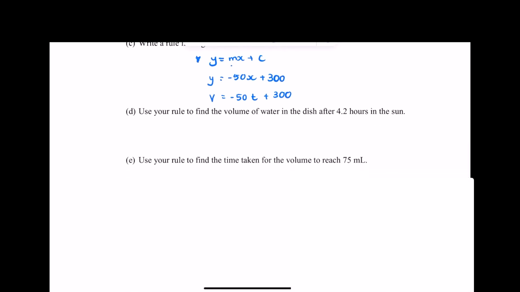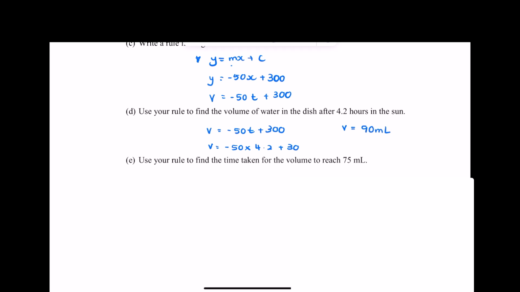Use your rule to find the volume of water in the dish after 4.2 hours in the sun. So V equals negative 50 T plus 300. V equals negative 50, instead of T, I have 4.2, plus 300. And then we work that out using our calculators, and I get volume equals 90 millilitres.